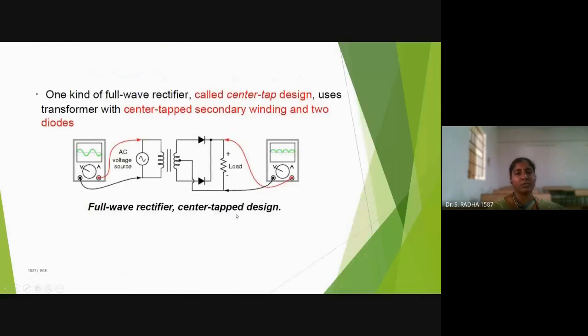Now the circuit I have shown is the center tap full wave rectifier. Here we will be using a transformer. This is the primary of the transformer, and this is the secondary of the transformer. And exactly at the center we are taking out a point. If you give the positive half cycle, this diode will be in on state and the positive half cycle output is coming. And if you give the negative half cycle, this diode will come to on state and hence the second cycle is coming. On state means forward bias. Hence it is coming on the positive side itself.